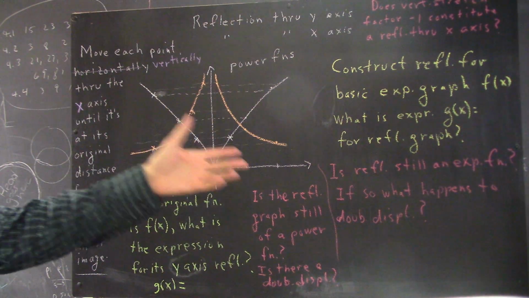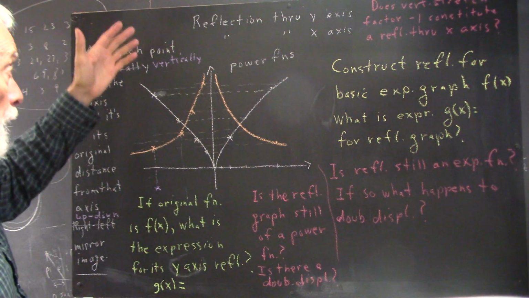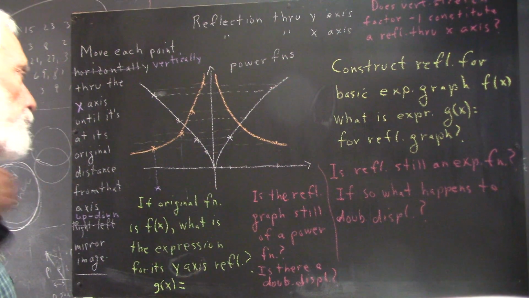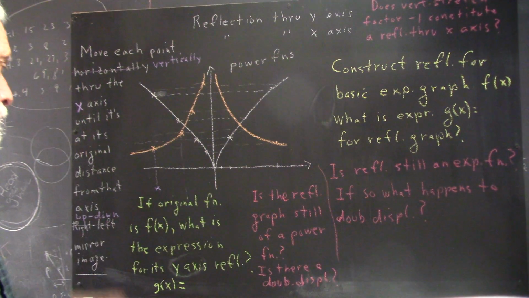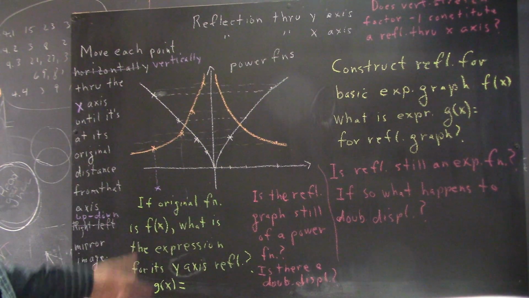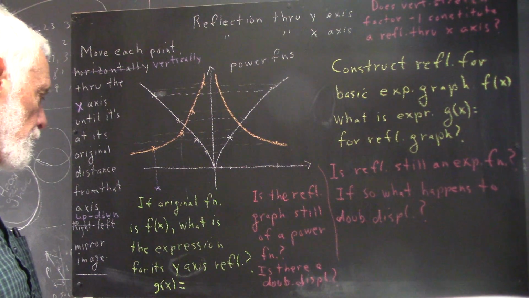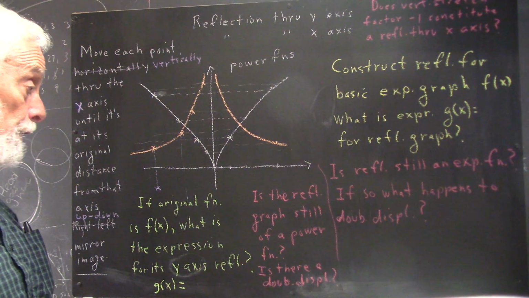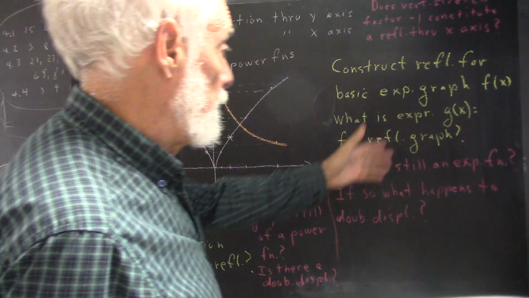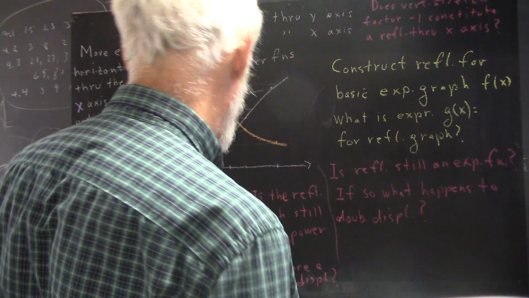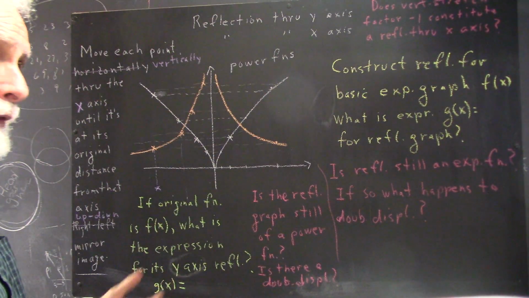It should be very clear, if you know how to construct a y reflection, that you can construct an x reflection. And then if the original function is f of x, what's the expression for its x-axis reflection? What about an exponential function through an x-axis reflection? You can ask all the same questions.